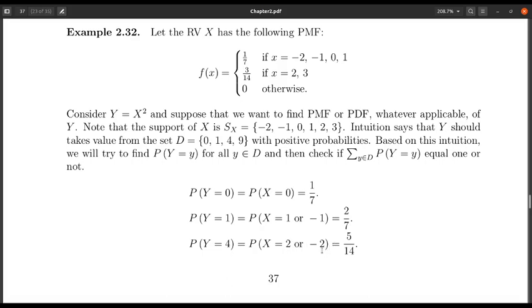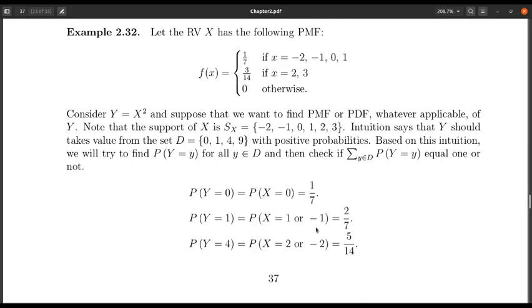And so that probability is nothing but x equals 2 is 3 by 14 and x equals minus 2 is 1 by 7. So this probability is nothing but 3 by 14 plus 1 over 7, and that's going to give us 5 over 14.